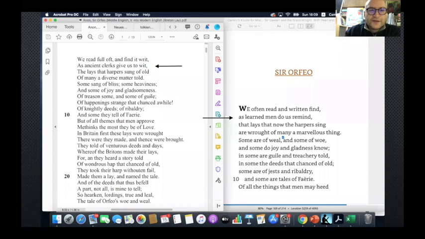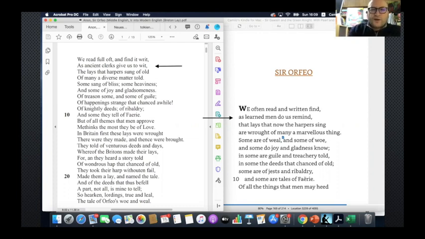So on the left side is the Weston text, which can be had from Harvard's website. And on the right side is a Kindle edition of Sir Orfeo from J.R.R. Tolkien's Sir Gawain and the Green Knight. You can see here that the arrow is pointing to the second line. And in Tolkien's translation, it says, "As learned men do us remind."